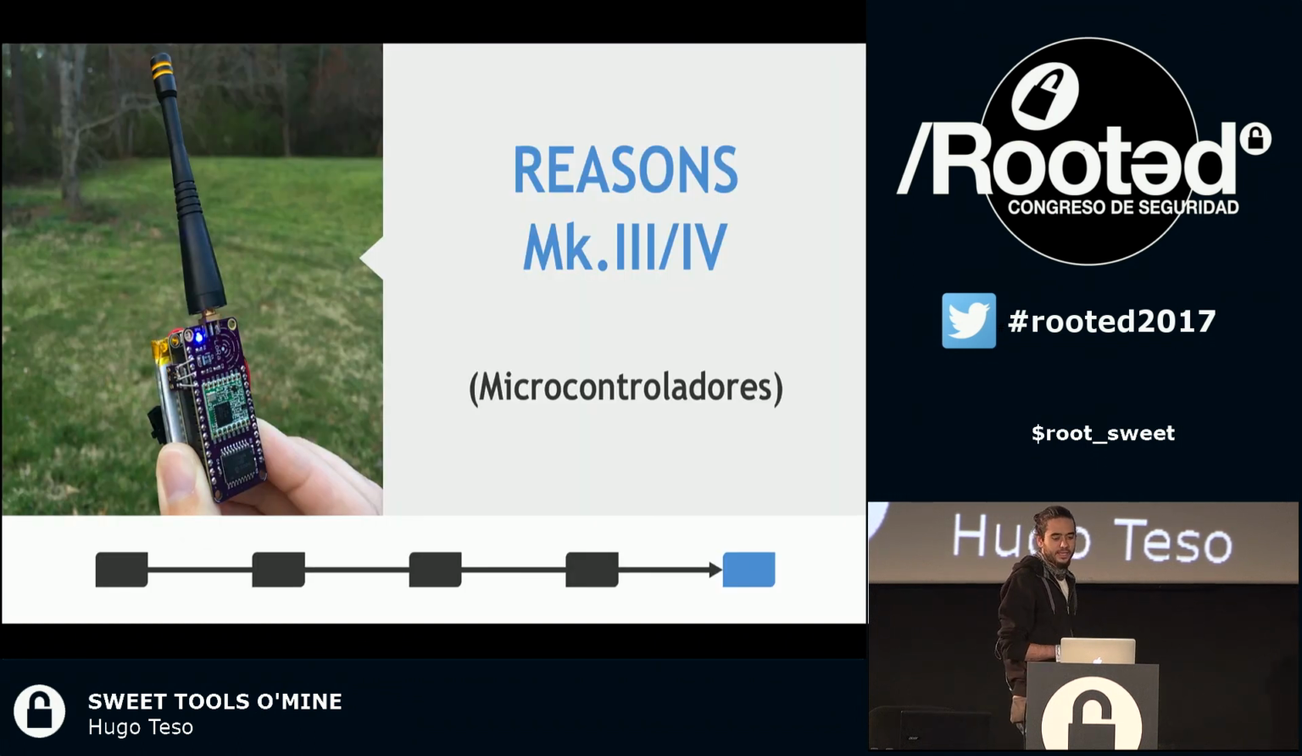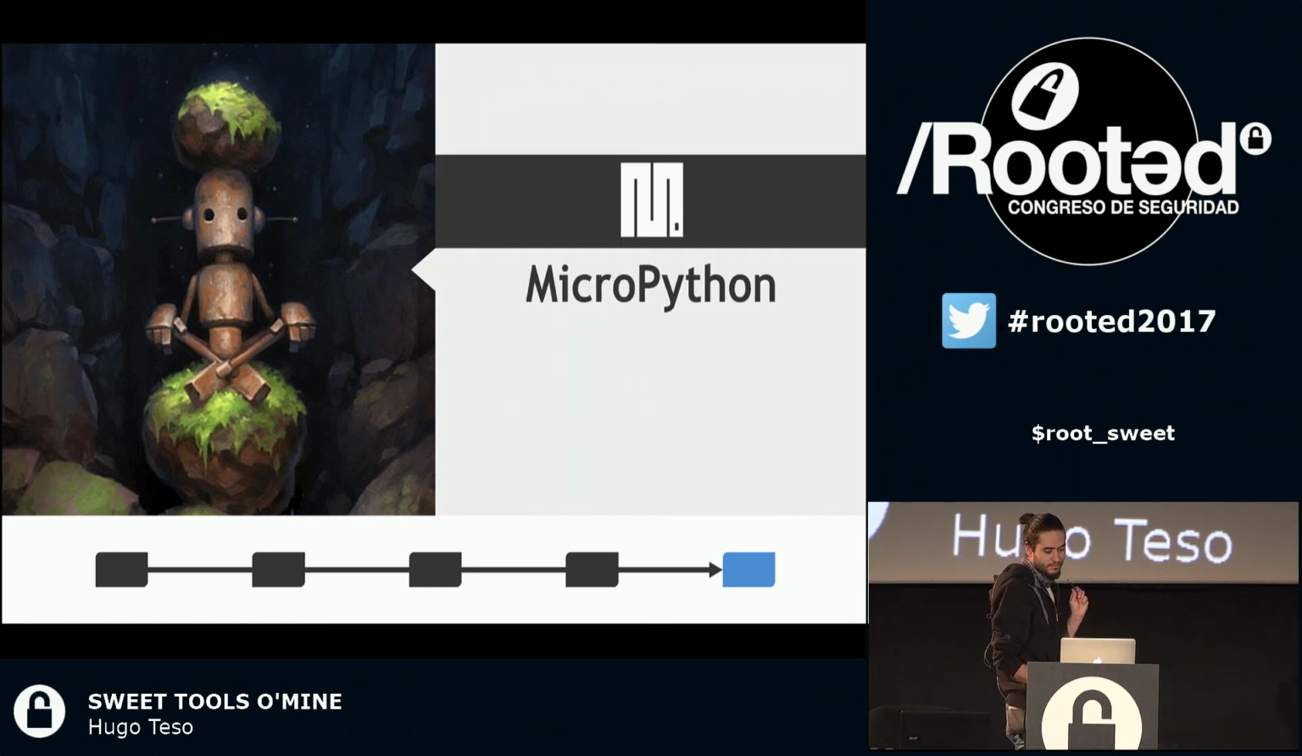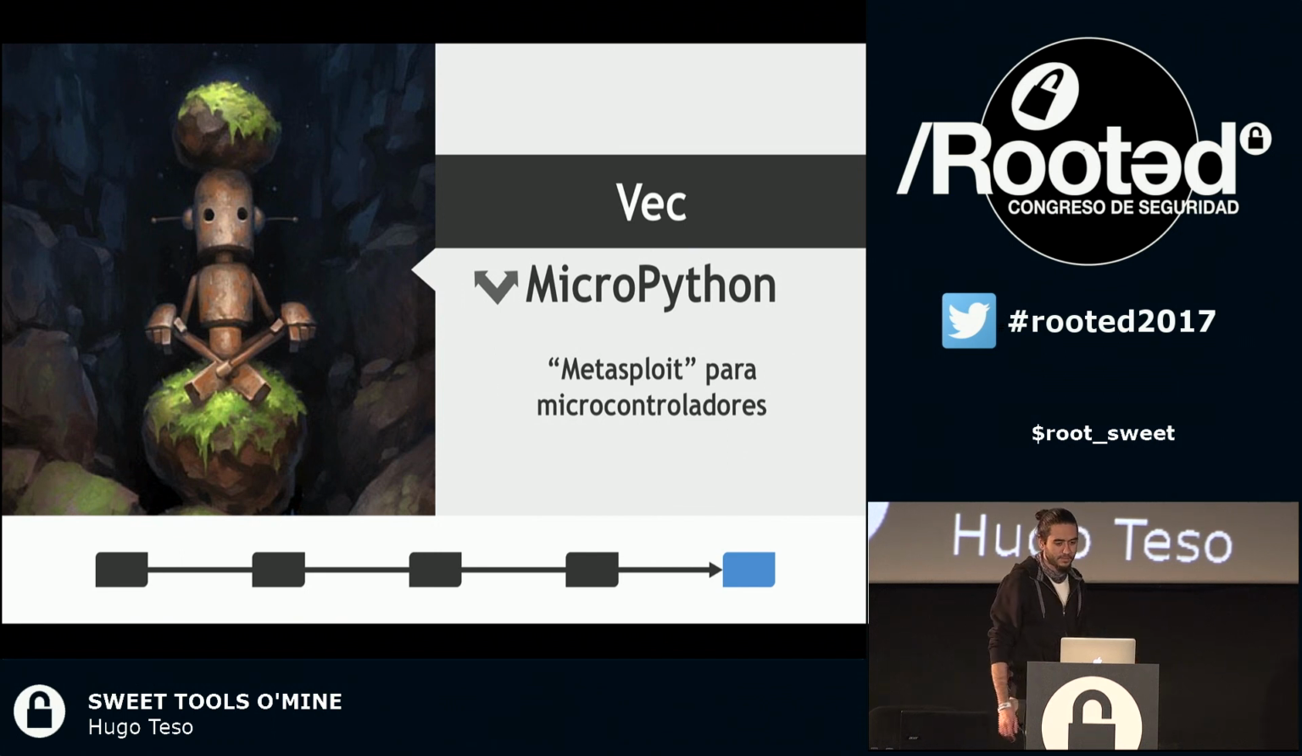And then the 6th tool is the software part. It's the software that I have designed for prototypes 3 and 4 of my hardware. It was stackable, it worked with microcontrollers, etc. And the name of that tool is VEC. VEC is MicroPython. It has been made in MicroPython. For those of you who don't know, it is Python 3 converted to or taken to microcontrollers, and VEC is a Metasploit that I have developed for microcontrollers.